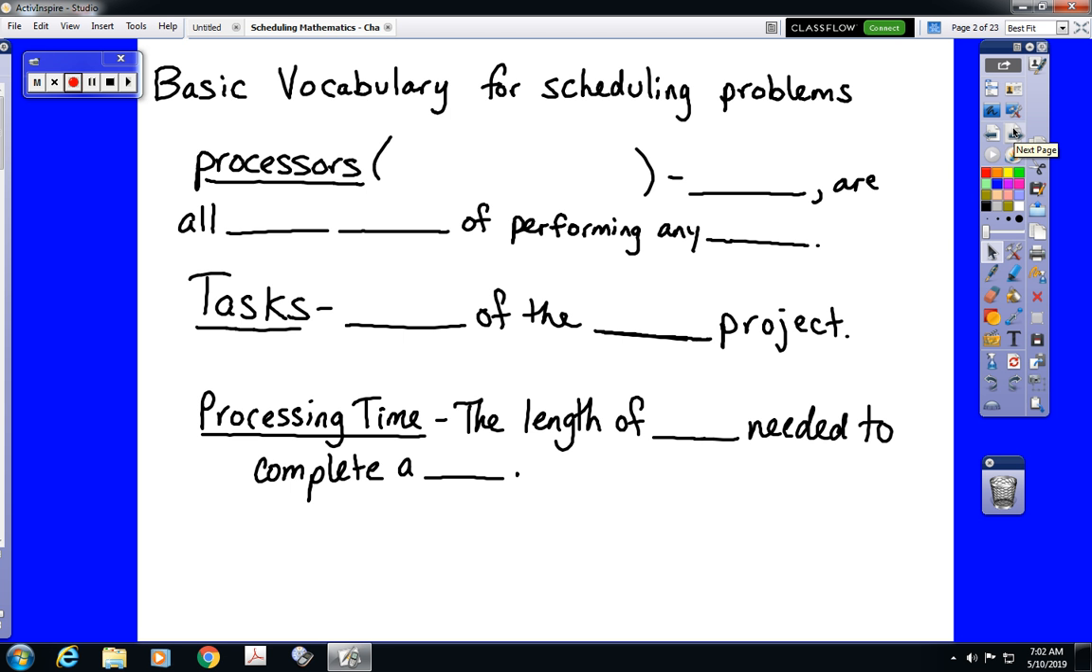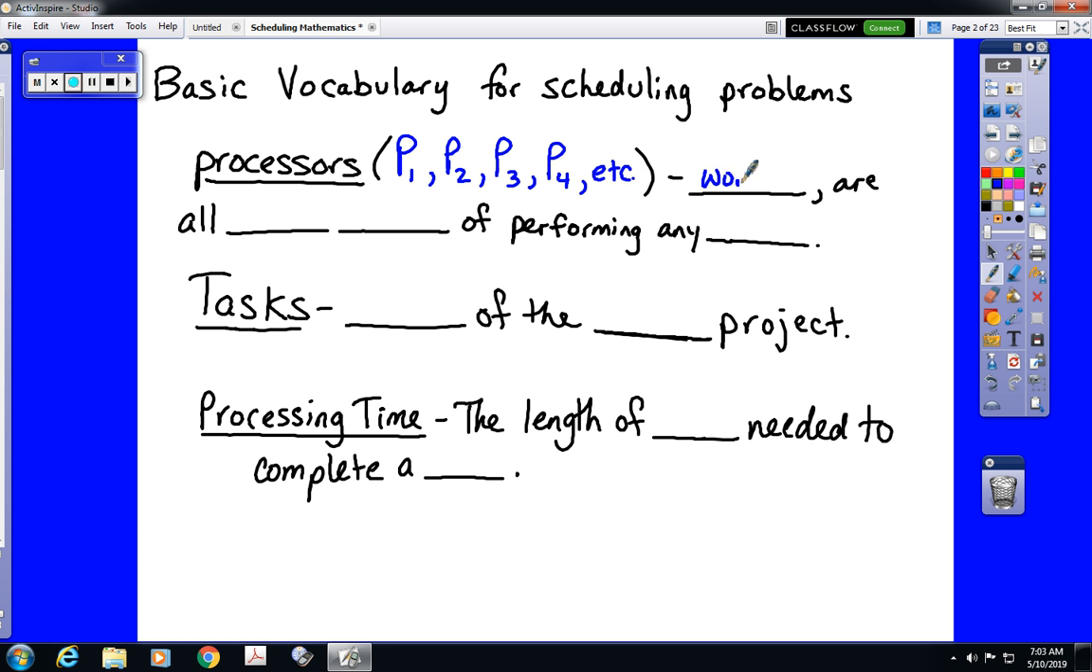So first of all, our project will be completed by what are called processors. The processors will be represented with a capital P and a subscript. So the number of workers we have will depend on the problem, but processor 1 will be referred to as P sub 1, processor 2 as P sub 2, processor 3 as P sub 3, etc. We usually won't have more than 3 workers, but if we had 4, it'd be P sub 4.